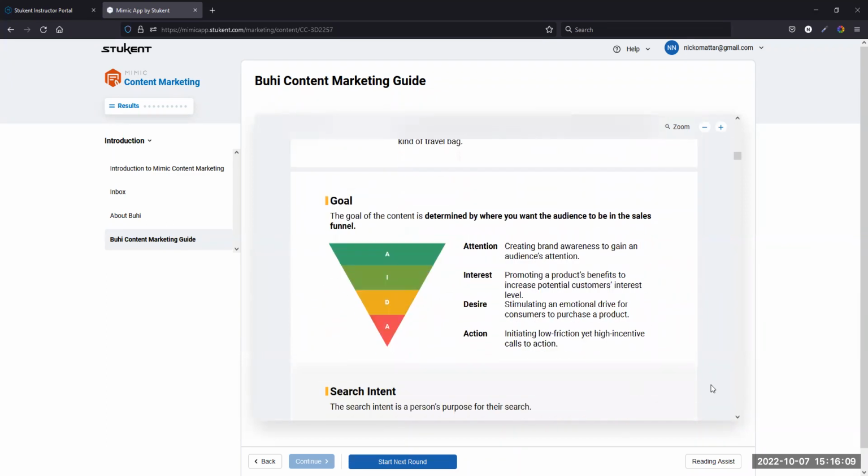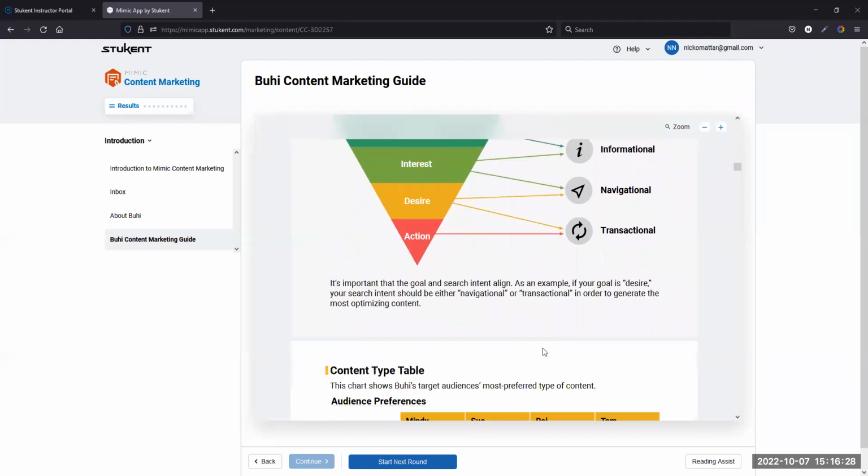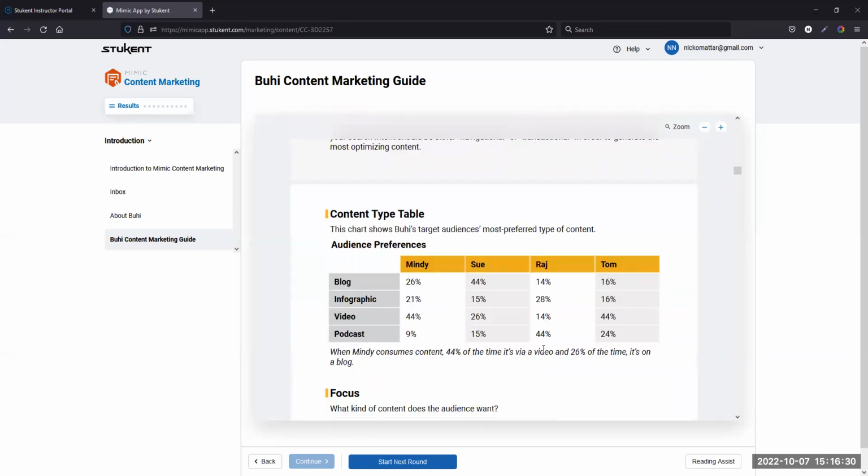Now, you will see an overview of the goals and how Buoy sets this up, what they are looking at in terms of search intent. We have not gotten to the SEO chapter in this course yet, so you can use this. Obviously, if you've taken any SEO course in the past, you'll understand what these are. And then you'll look at the different content types.